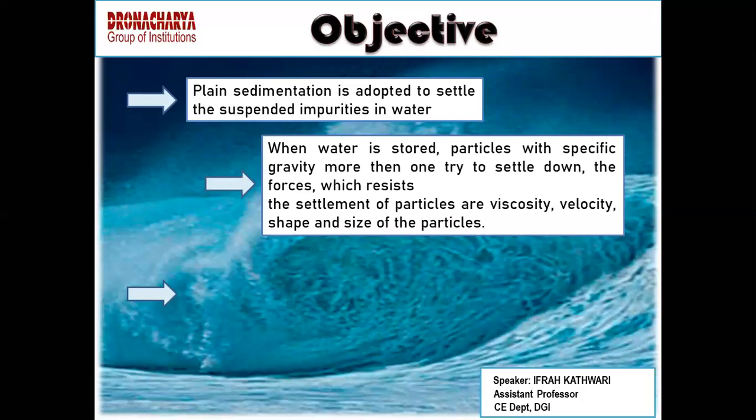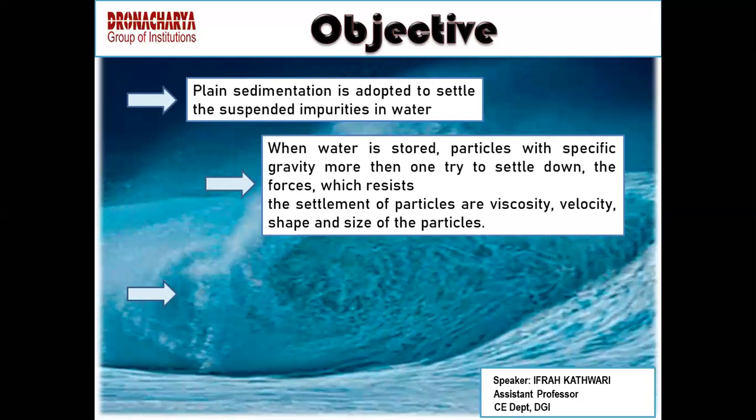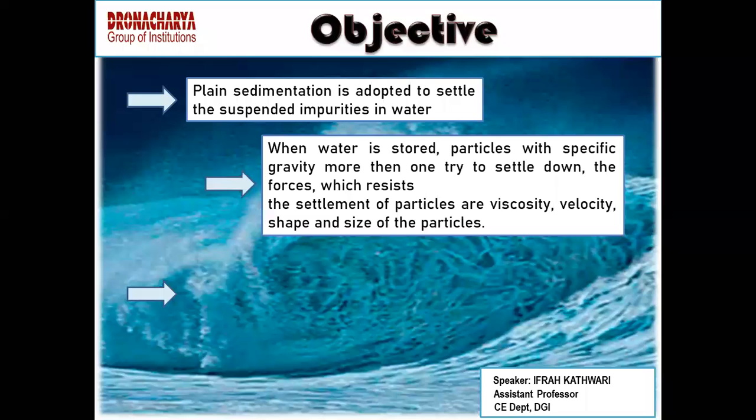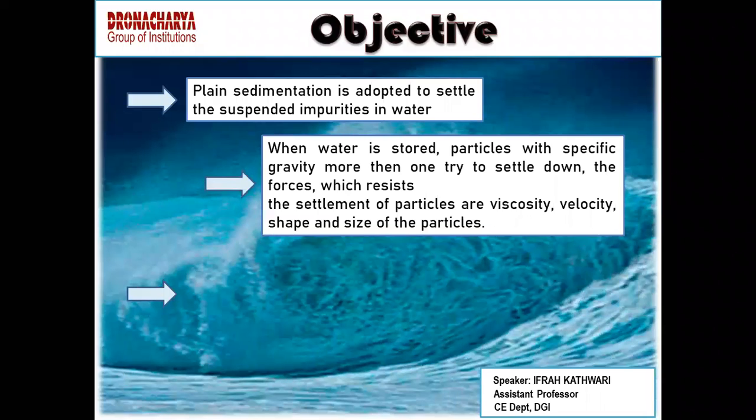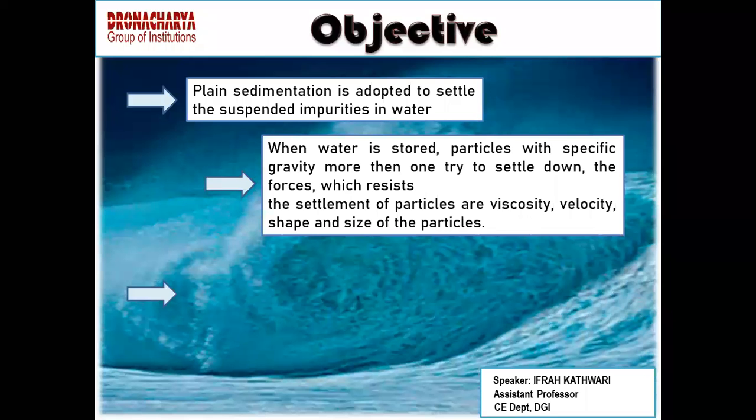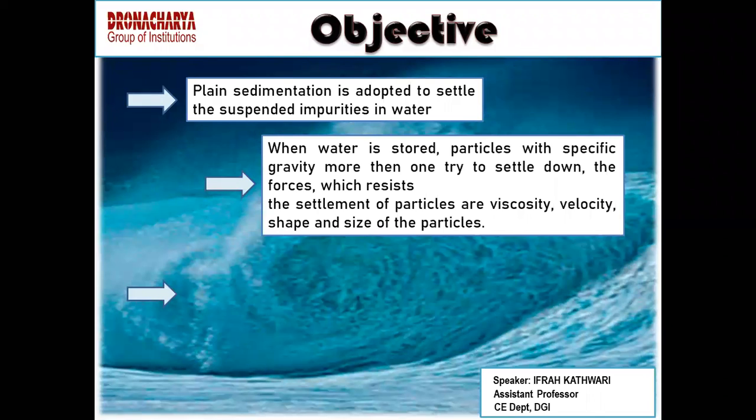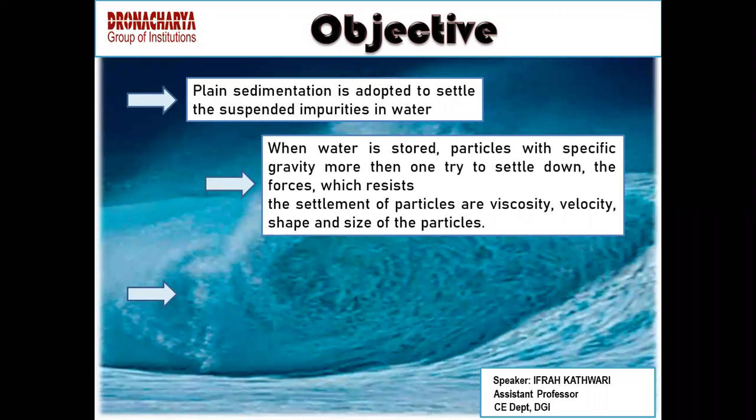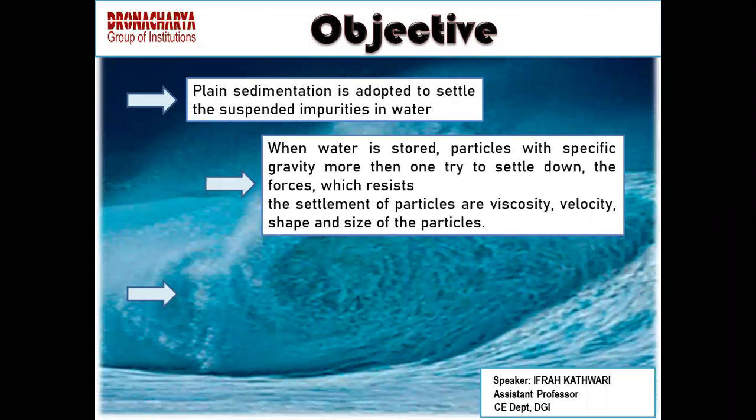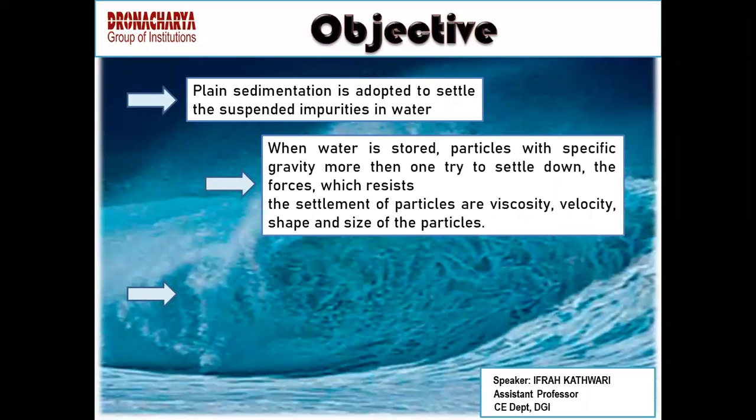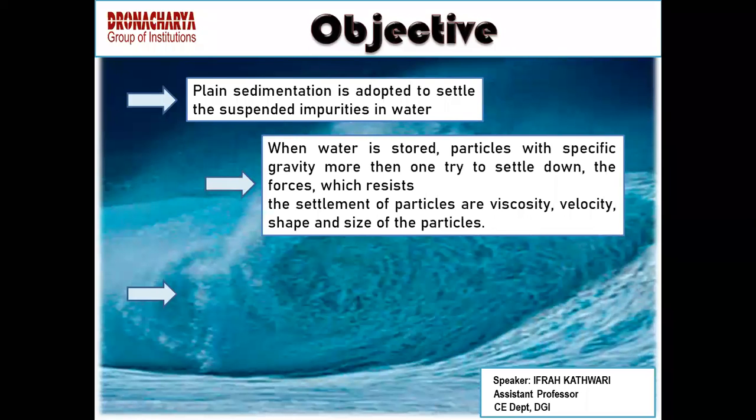If the velocity of water is more, then also the settlement will be good if the particle is larger in size. But if it is finer, then in that case we need coagulants, or it may escape the sedimentation tank and move on to the other process, which is filtration. So this is what it depends on.